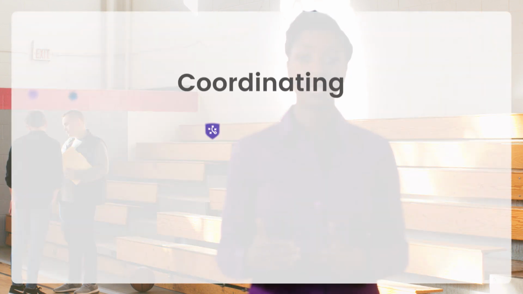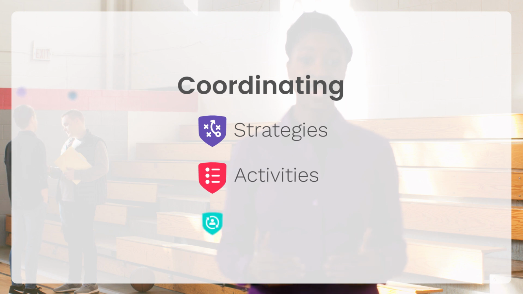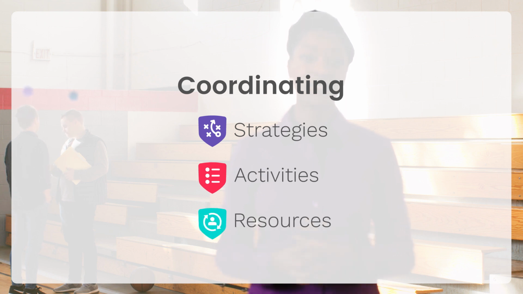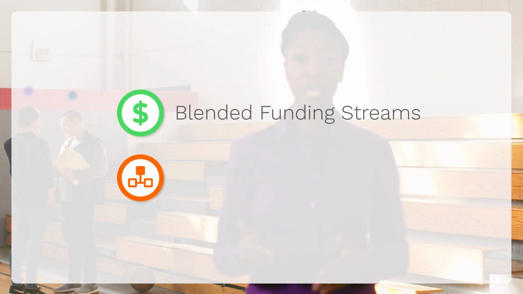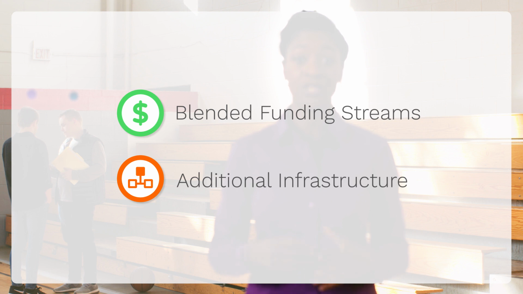Understanding how different forms of violence are linked to one another is an important first step in coordinating strategies, activities, and resources to effectively prevent multiple forms of violence. This understanding might increase support for blended funding streams and additional infrastructure for increased collaboration, which would strengthen efforts as a whole.